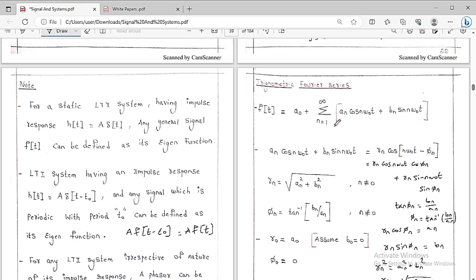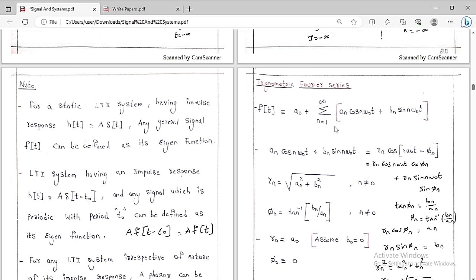So now we can write all these things as a shortcut formula, which is sigma n equals 0 to infinity Rn cos of n omega naught t minus phi n. Then what is the value of R naught? R naught is equal to A naught. And what is phi naught? Phi naught is equal to 0 degree. So this is what we have to keep in mind: R naught is equal to A naught and phi naught is equal to 0 degree.